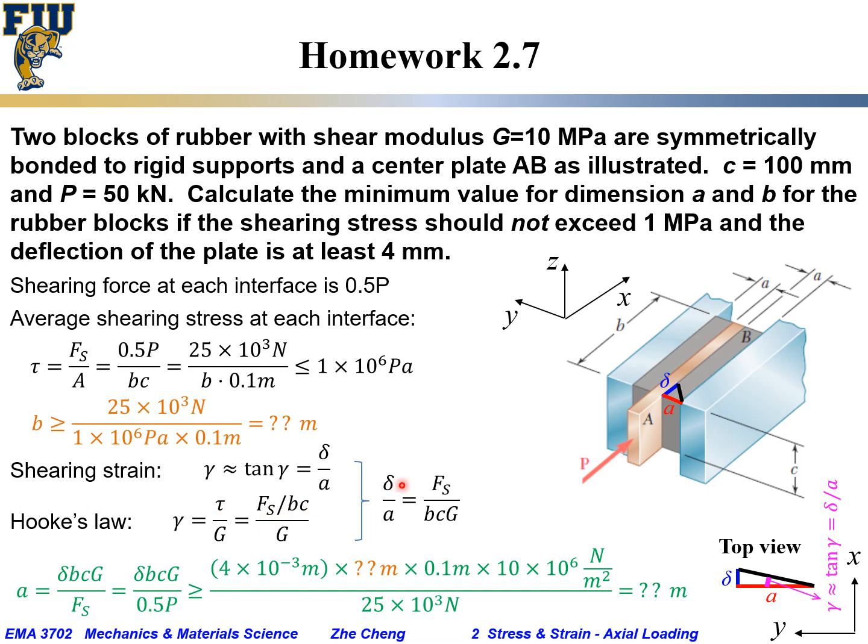So what we have is delta over A, displacement or deflection over the A dimension, the thickness, equals Fs, shearing force for each of the interfaces, over BC times G. And from this relationship, we can easily get the thickness A would be delta times BCG divided by Fs. Okay, and Fs from previously we know is half of P, so A should be equal to delta BCG over half P.